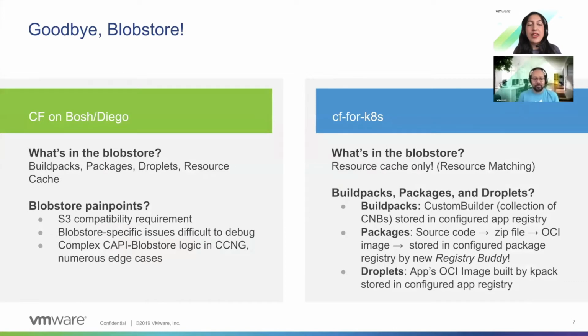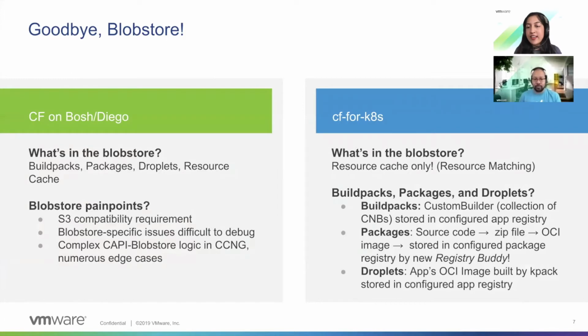There were some pain points associated with the Blob Store in CF on BOSH and Diego. First, there was the S3 compatibility requirement. Then there were some Blob Store specific issues that were pretty difficult to debug from time to time. And the logic to handle the CAPI to Blob Store interactions was pretty complex in CCNG, resulting in numerous edge cases which were pretty challenging to handle.